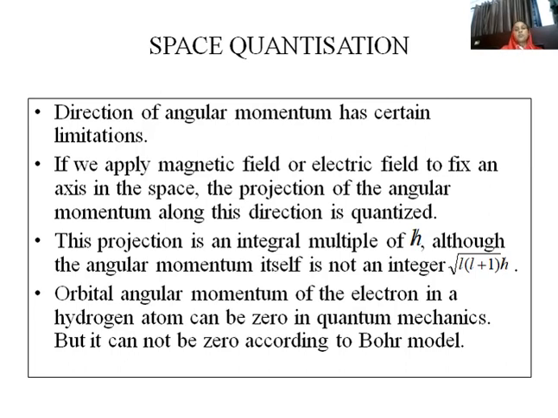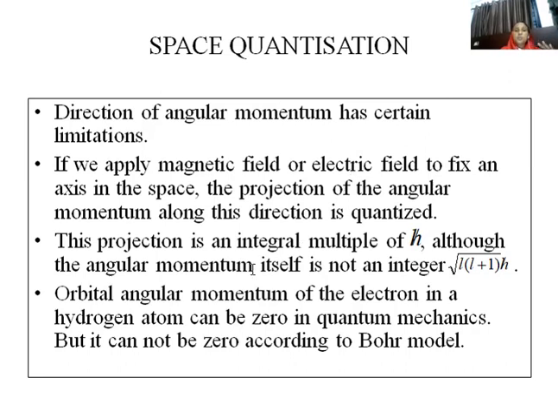Now, space quantization. What is space quantization? The direction of angular momentum has certain limitations in space. That means if you apply some magnetic field or electric field which can influence the angular momentum, it can fix an axis in space. Then the projection of angular momentum along this axis is quantized. It has certain particular directions. That is known as space quantization.